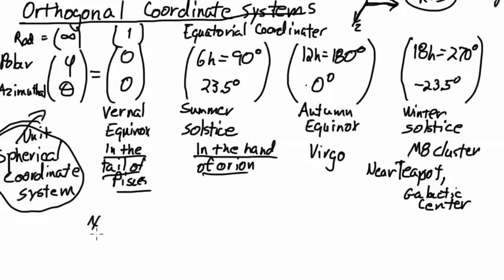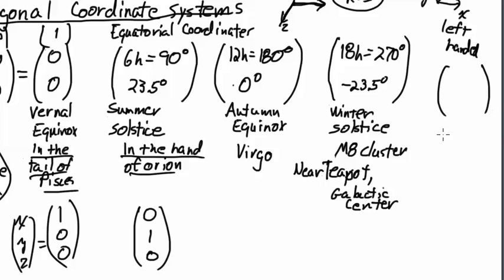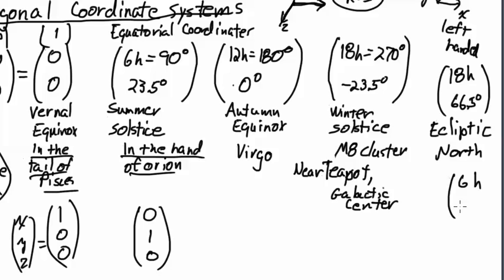The way we're going to express these vectors is that we'll have x, y, and z equal 1, 0, 0 for the vernal equinox. It will equal 0, 1, 0 for the summer solstice. And what's not up here is one last guy, the North Pole. I'm going to call this the ecliptic North Pole. It's also going to be 18 hours, but it's going to be 90 minus 23.5, which is 66.5 degrees declination. It's basically tilted from the 90 degree point by 23.5 degrees. That could also be expressed as 6 hours and negative 66.5 degrees, if you wanted to do it that way.